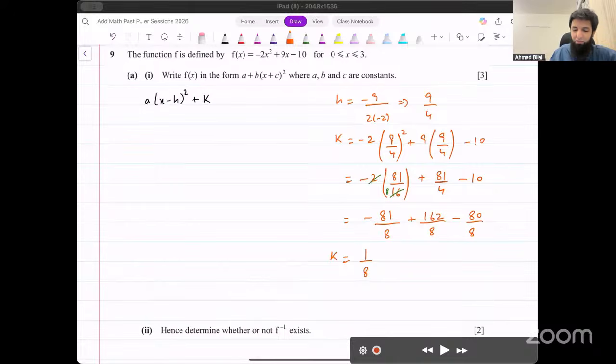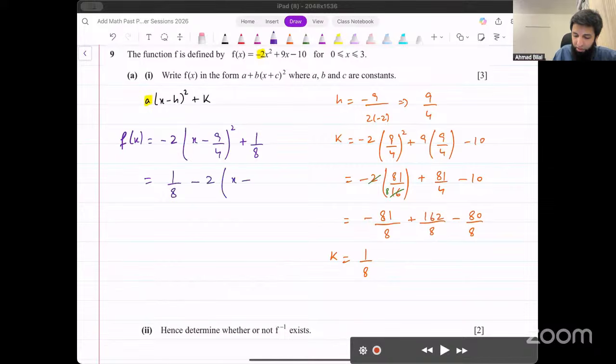Once we've got the x and y coordinates, just input values in that now. A is going to be the same as this here, which is -2. So we get f of x equal to minus 2 times x minus h, that means x minus 9 over 4 whole squared, plus k, the value for k is 1 over 8. That's what we wanted. They wanted us to write it in this form with constant written first. So you can say 1 over 8 minus 2 into x minus 9 over 4 whole squared. That's the function that we wanted to find.